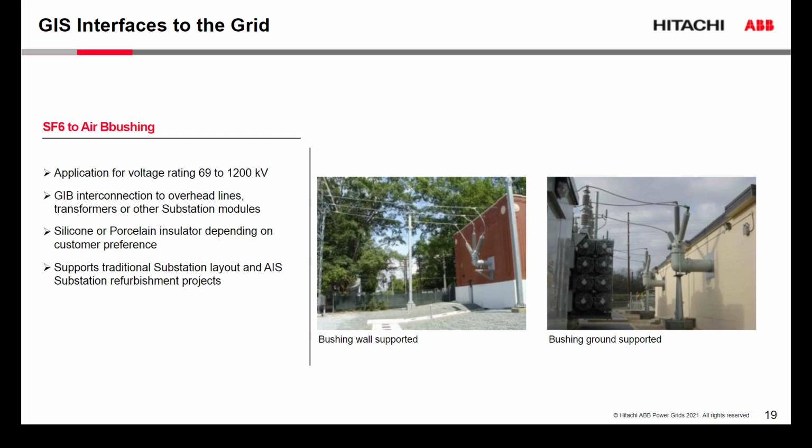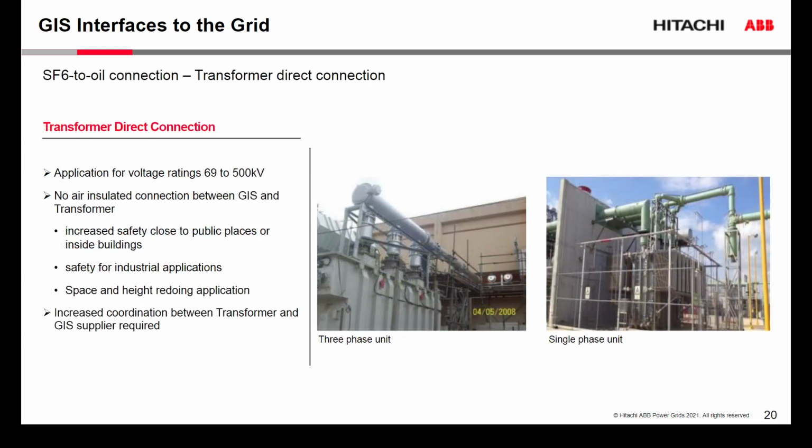And last but not least, the transformer direct connection. This connection is something special and not so frequently used in the utility world, but rather frequently in the world of industry. For one reason, there are no air insulated parts between the GIS and the transformers. That means there's no way for an external arc between the transformer and the gas insulated substation.